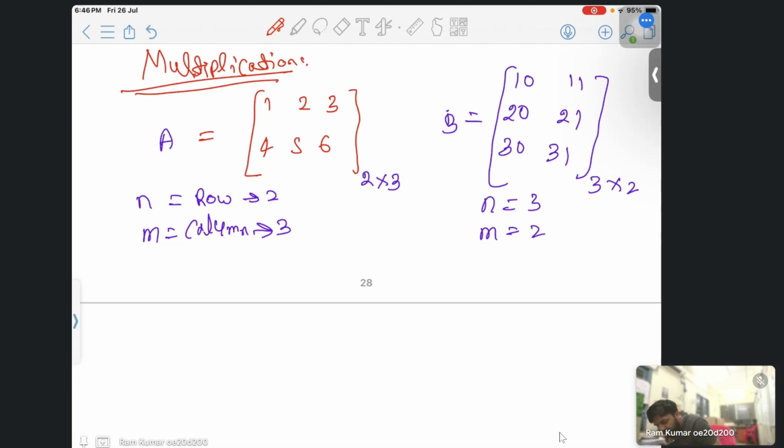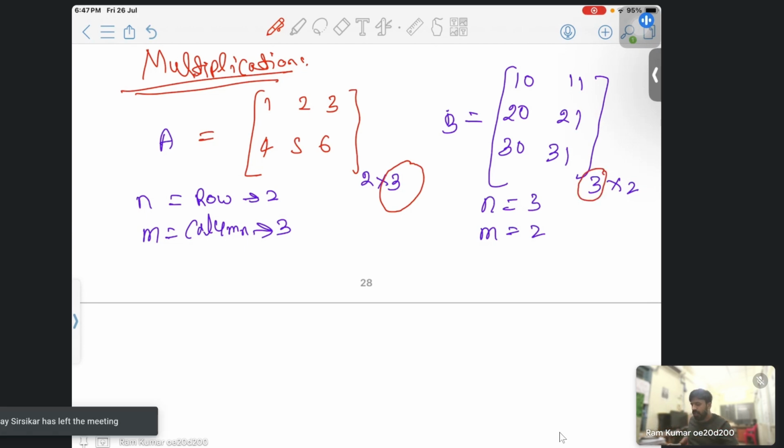So the condition is that the number of columns of the first matrix should be equal to the number of rows of the second matrix. Then the final result will be 2 cross 2, because this will be 2 and this will be 2. The answer will be 2 cross 2.